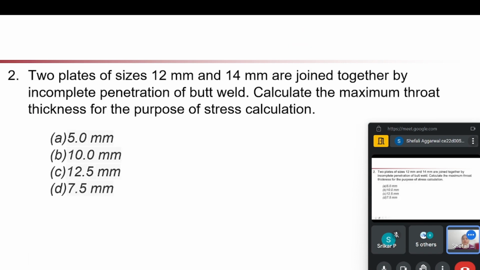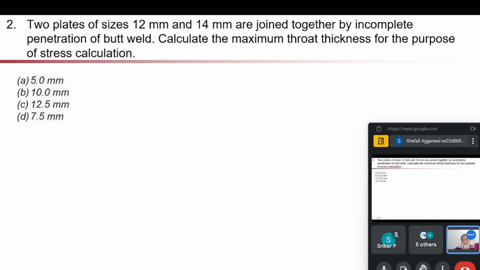Second, two plates of sizes 12 mm and 14 mm are joined together by an incomplete penetration butt weld. Calculate the maximum throat thickness for the purpose of stress calculation. How will you calculate it? I will give you 2 minutes. If you can calculate, you can write your answers.